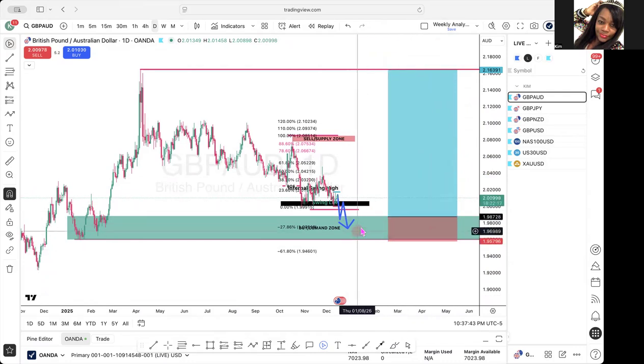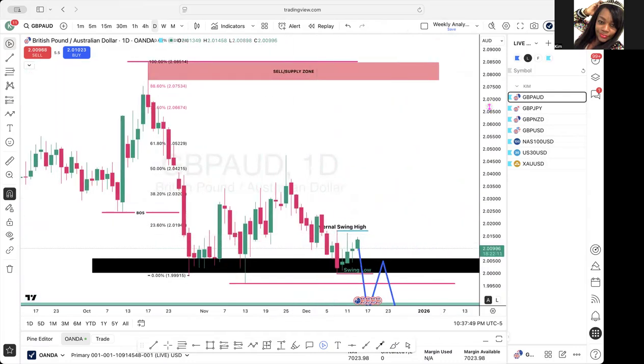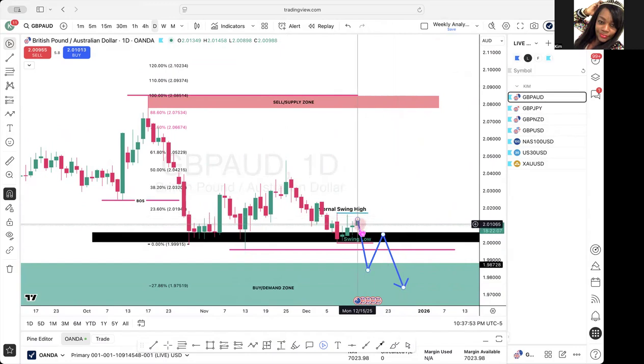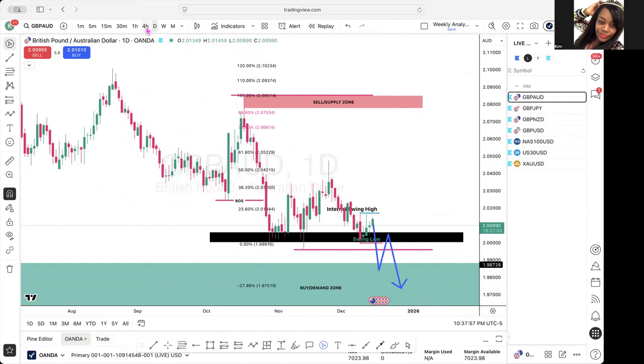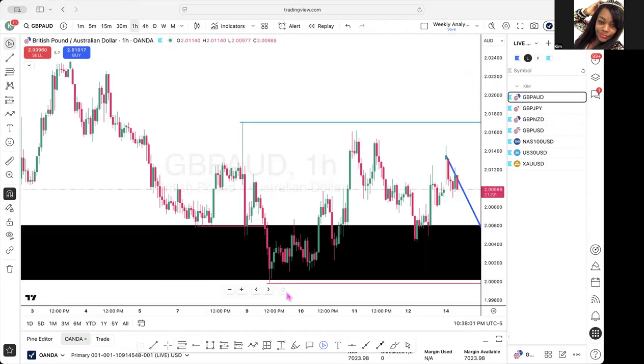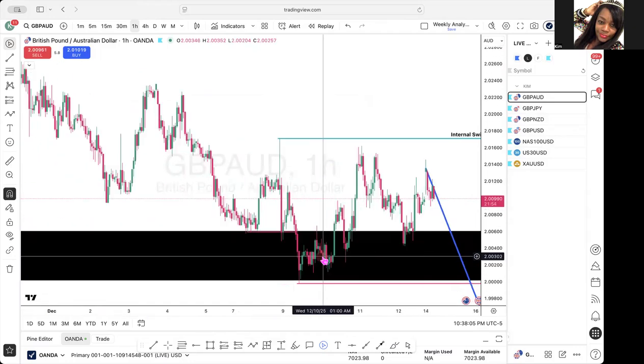So definitely wait for price to show you what it wants to do before you hop in the trade. All right, so that's what I see for GBP AUD. Now, if you're trying to find a trade to get into, yeah, I would do it.